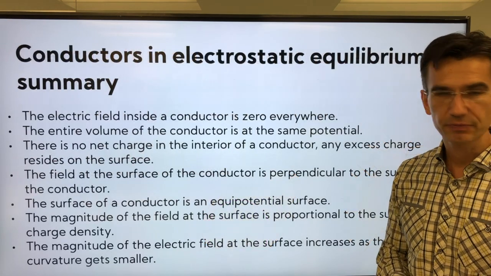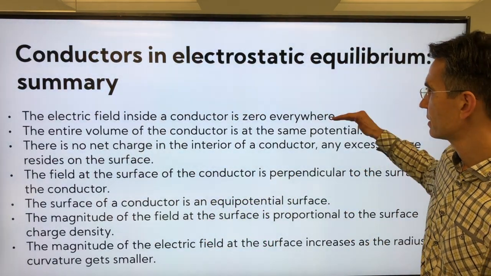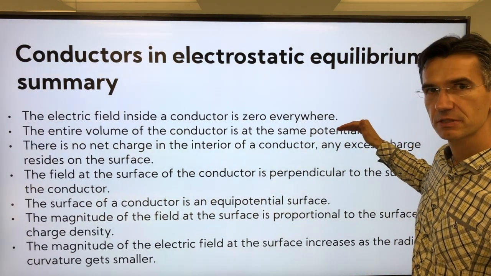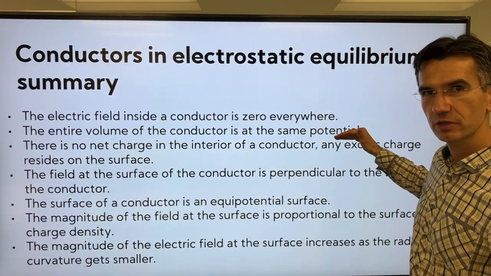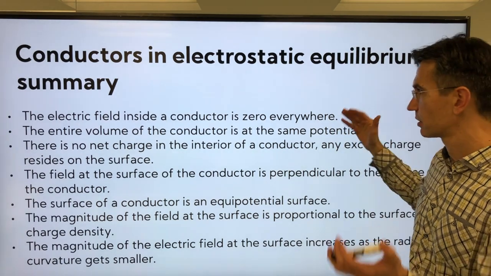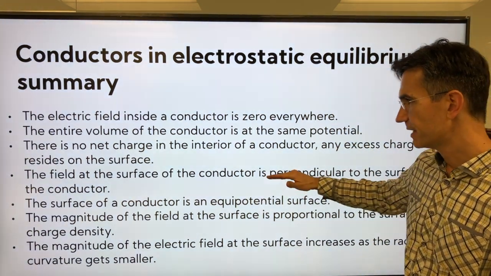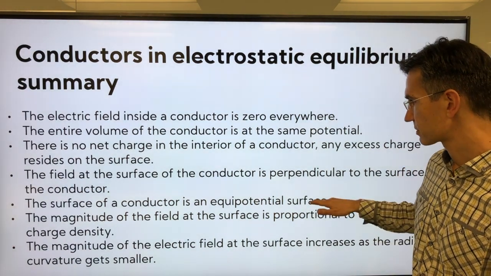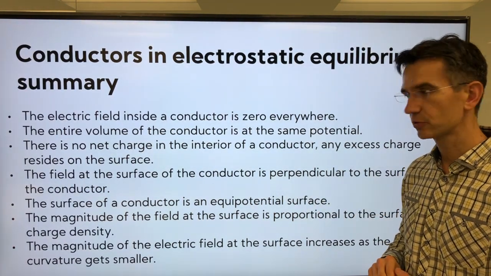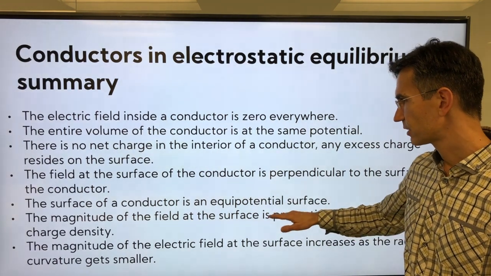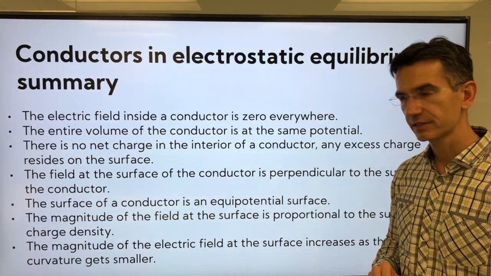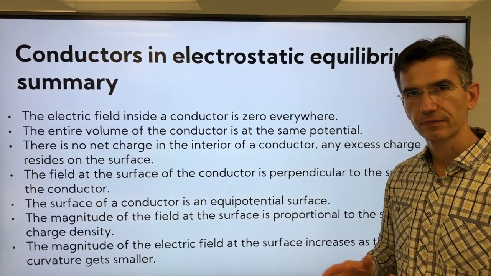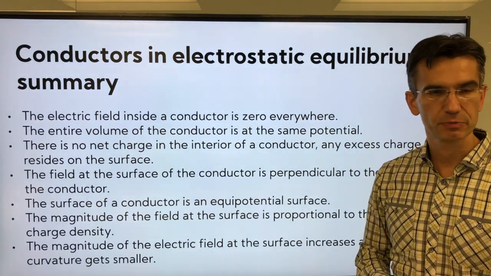So to summarize the properties of conductors, the electric field inside of them is 0. The electric potential inside of them is constant. All of the charge, if there's any charge on the conductor, is distributed on the surface. The field at the surface is always perpendicular to the surface of the conductor, and as a result, the surface itself is an equipotential surface. The magnitude of the field is directly proportional to the charge density, and it's also related to the curvature, with the field getting stronger when the curvature becomes smaller.